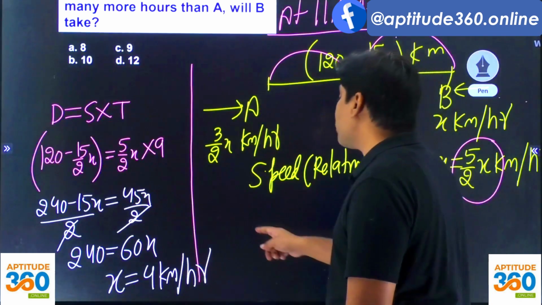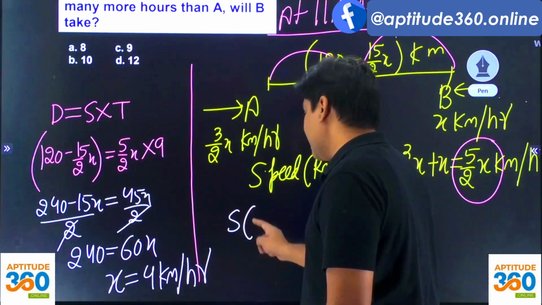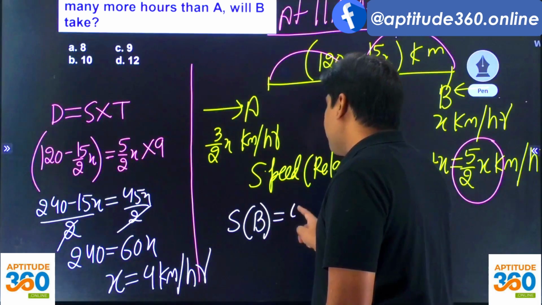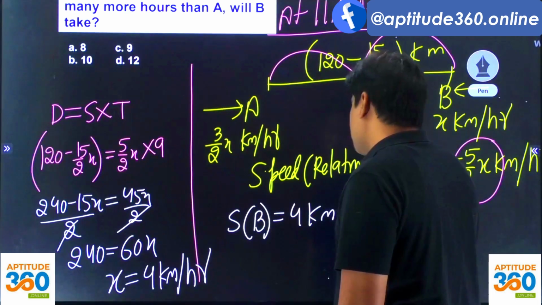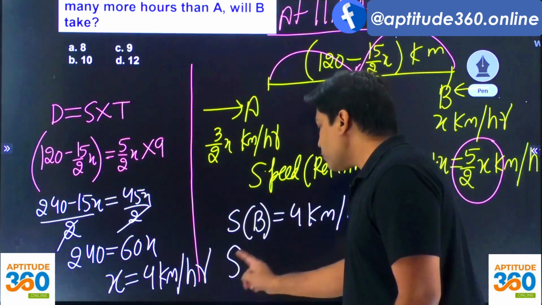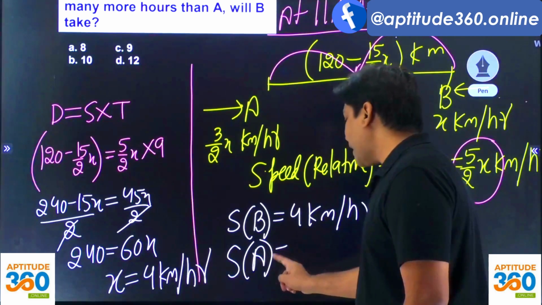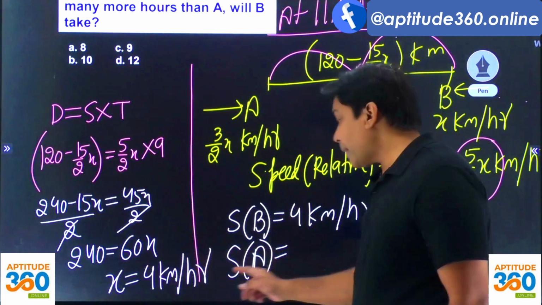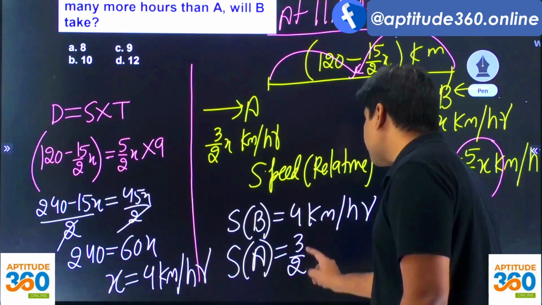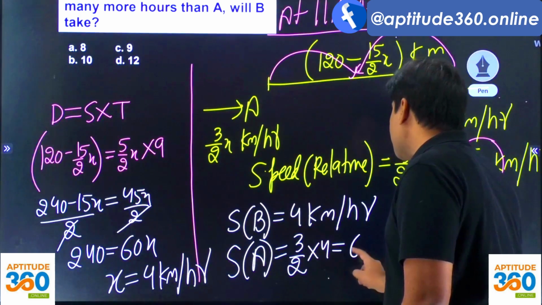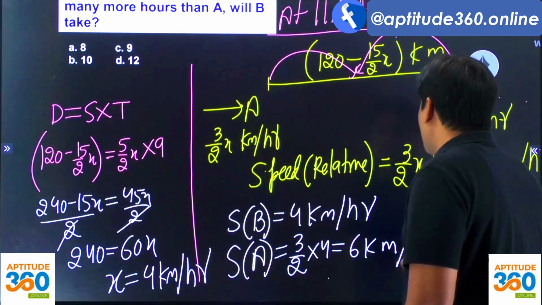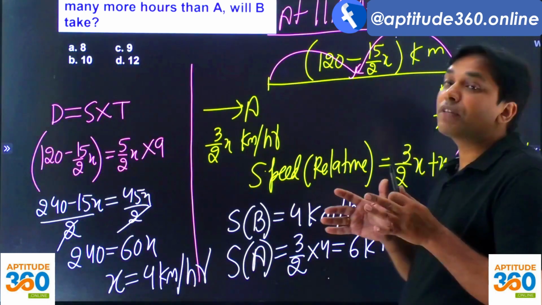If you found the speed, you have found B's speed, 4 kilometers per hour. It's easy for you to find out. So what is going to be the speed of A? Speed of A is 3 by 2 of this value. 3 by 2 of this value is going to be what? It is going to be 6 kilometers per hour. So now we know the speeds of both of these two objects.